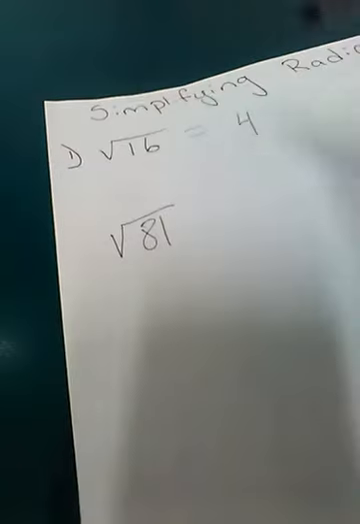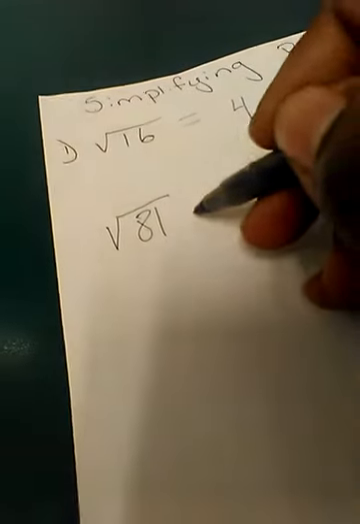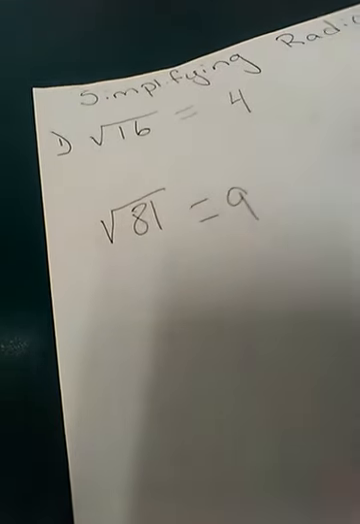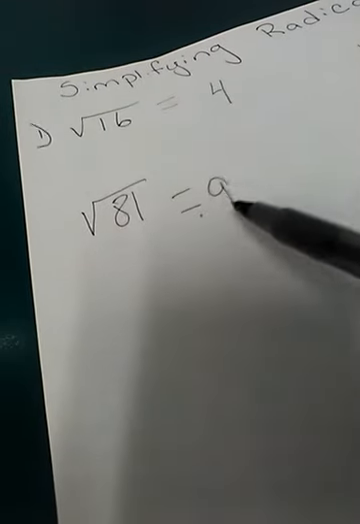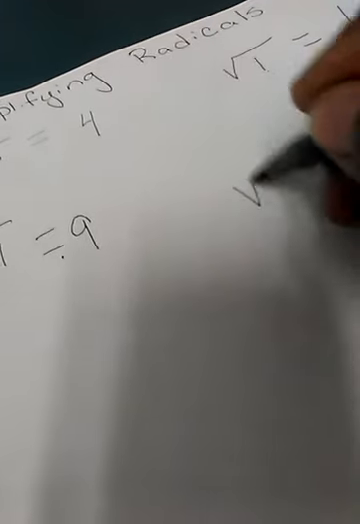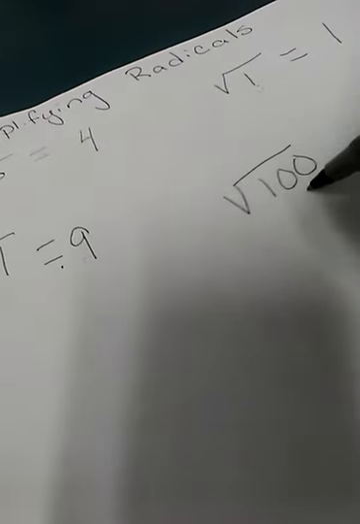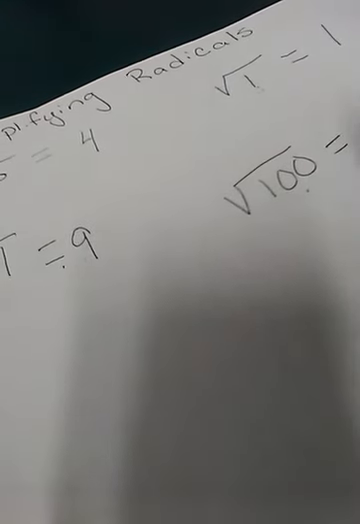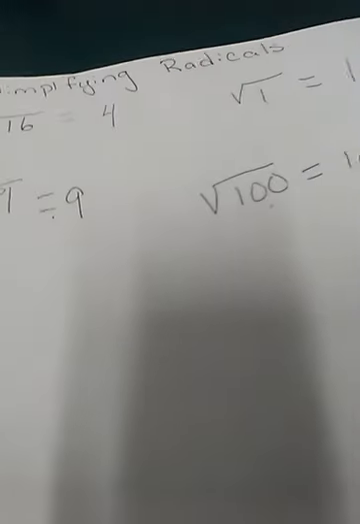If I did the square root of 81, you would go, okay, what number multiplied by itself gives me 81? There's only one thing that'll work, and that, of course, is 9, because 9 times 9 gives me 81. One more. If I did the square root of 100, you would say, okay, what times itself gives me 100? Only one number, and that, of course, is 10, because 10 times 10 gives me 100.